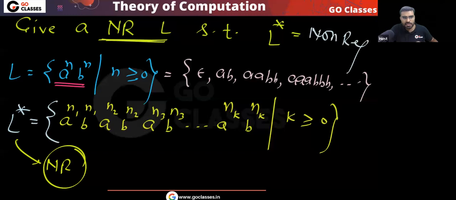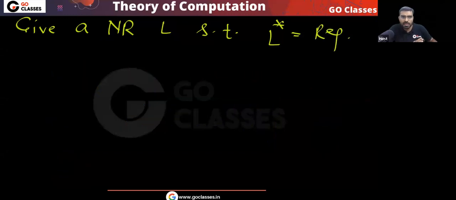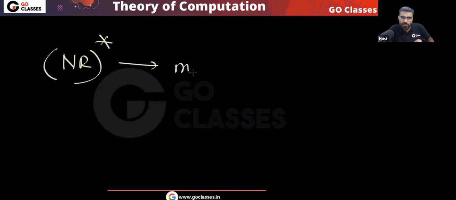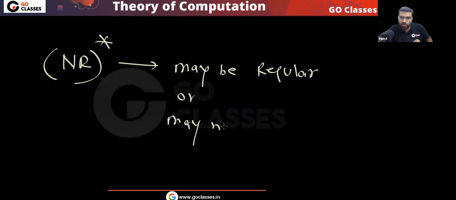Okay, is this clear? So finally, what is the conclusion I can give? I can give this conclusion: if you have a non-regular language, then its star may or may not be regular. This is the conclusion.